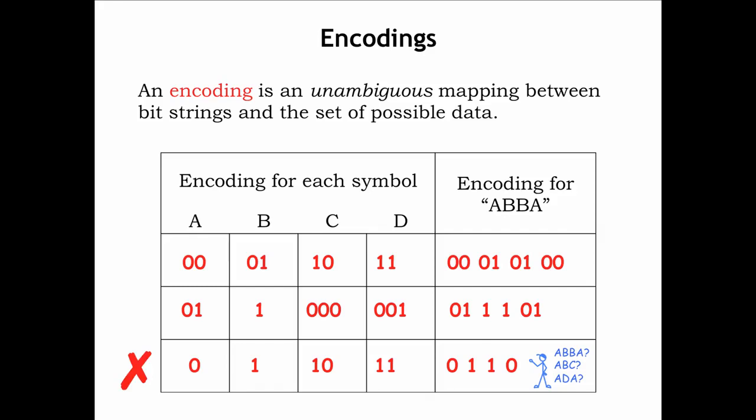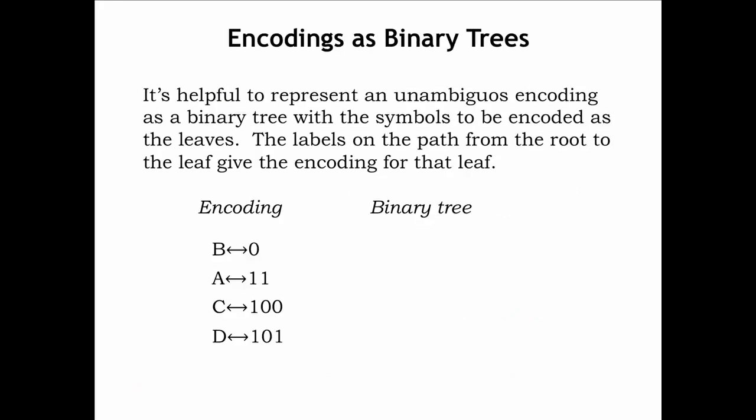Graphically, we can represent an unambiguous encoding as a binary tree, labeling the branches from each tree node with 0 and 1, placing the symbols to be encoded as the leaves of the tree. If you build a binary tree for a proposed encoding and find that there are no symbols labeling interior nodes and exactly one symbol at each leaf, then your encoding is good to go. For example, consider the encoding shown on the left. It takes just a second to draw the corresponding binary tree. The symbol B is distance 1 from the root of the tree along an arc labeled 0. A is distance 2, and C and D are distance 3.